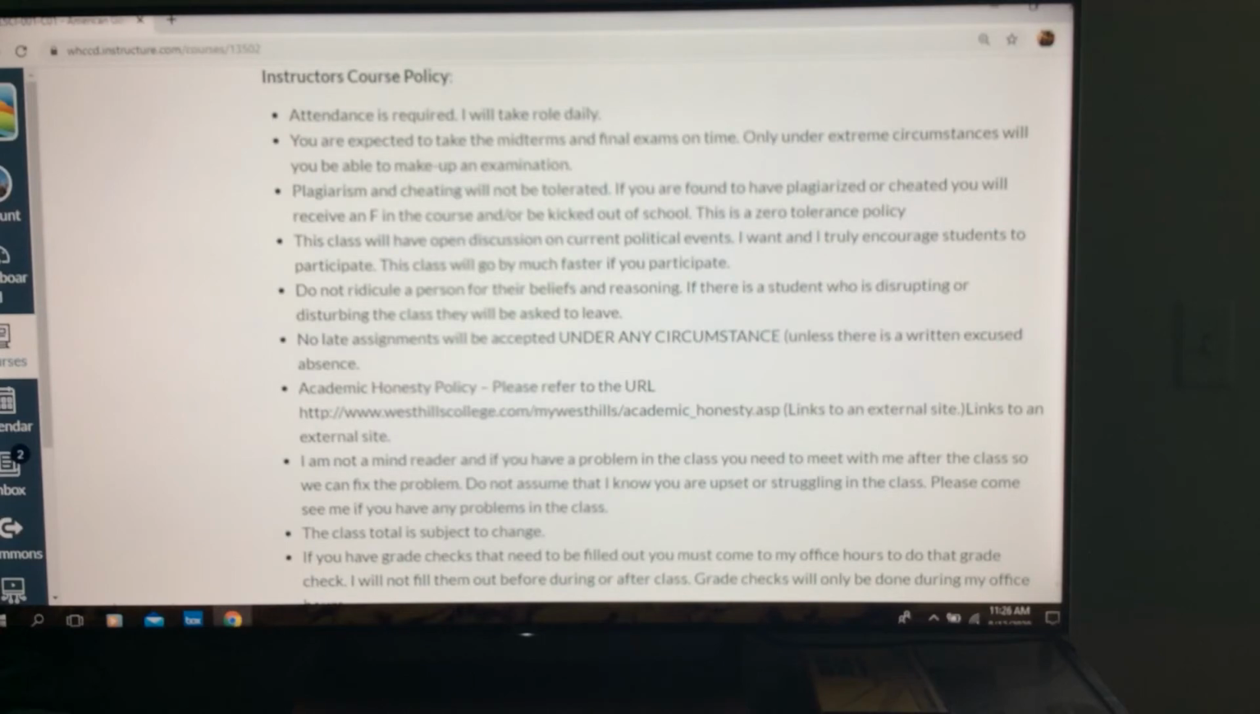We'll have open discussion on current political events, so I really encourage you to participate. Your grade is dependent on you talking with other students. It's not participation being graded, it's your thought process and your interaction with other students. So are you making them think? Are you challenging their ideas? Doesn't mean that you have to call them names because they disagree with you. We need to have more civility now more than ever. So in that sense, do not ridicule a person for their beliefs and reasoning. If there's a student who is disrupting or disturbing the class, you'll be asked to leave, and that could affect your grade detrimentally. So we will respect each other no matter what we believe.